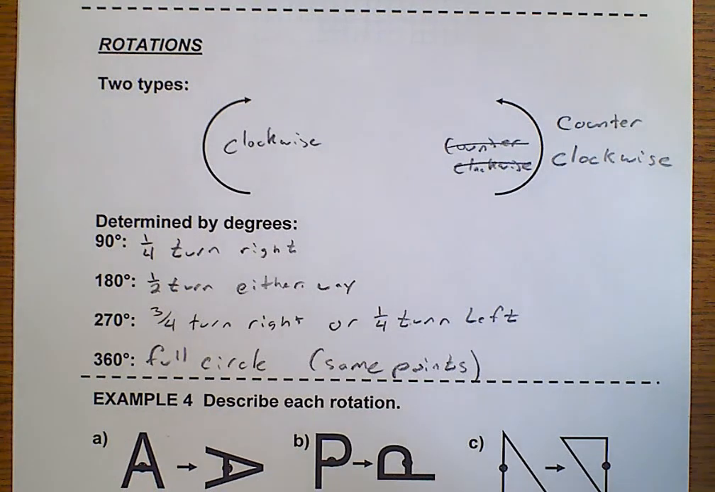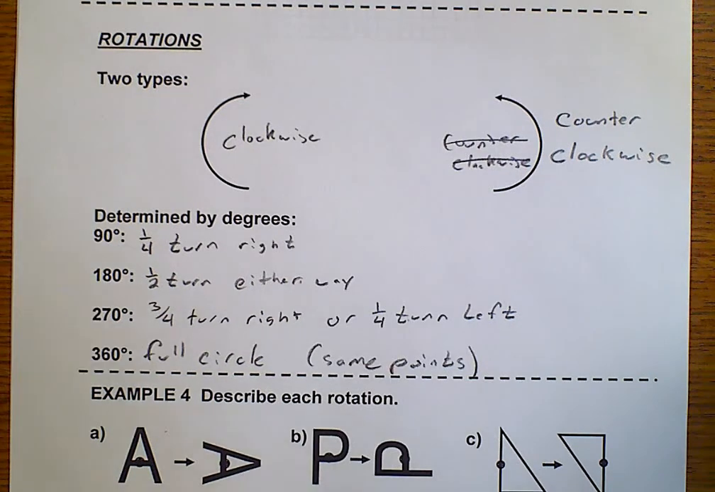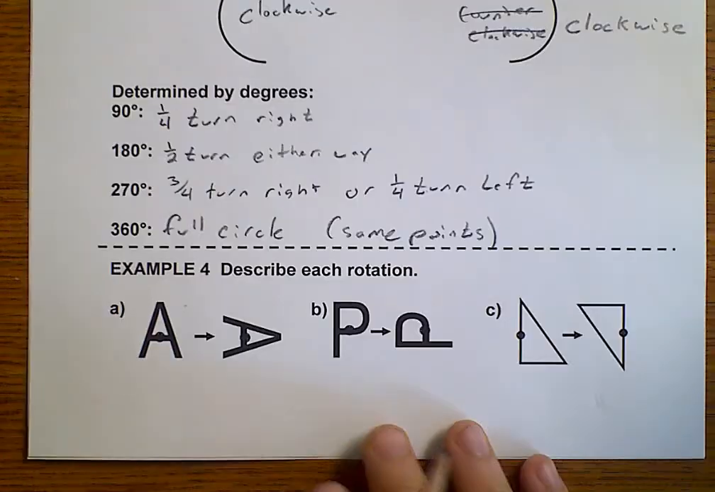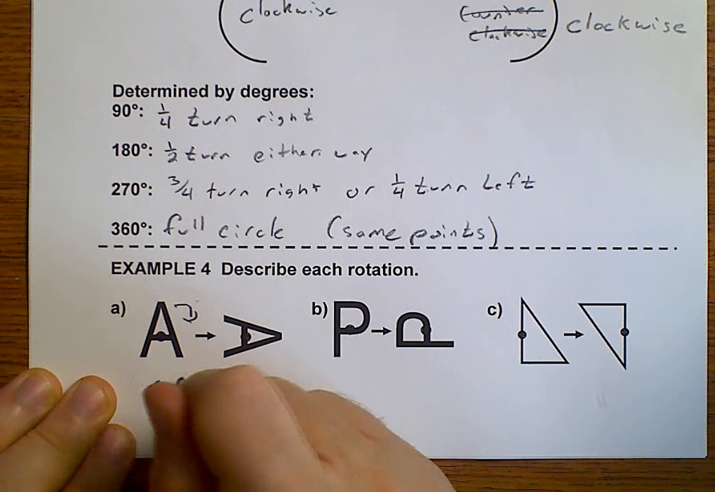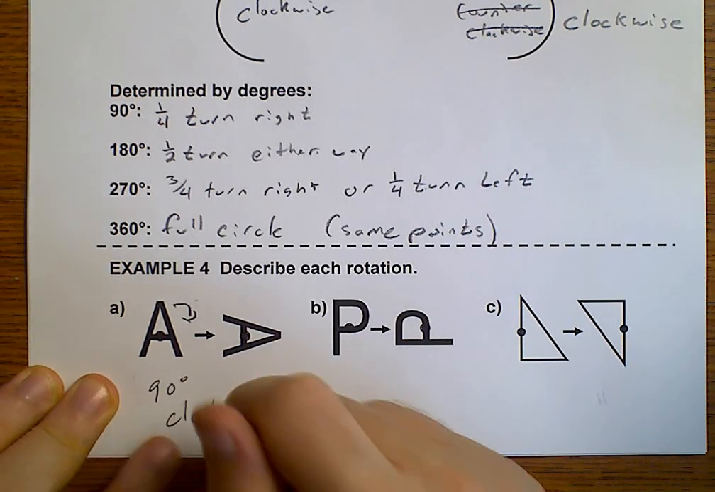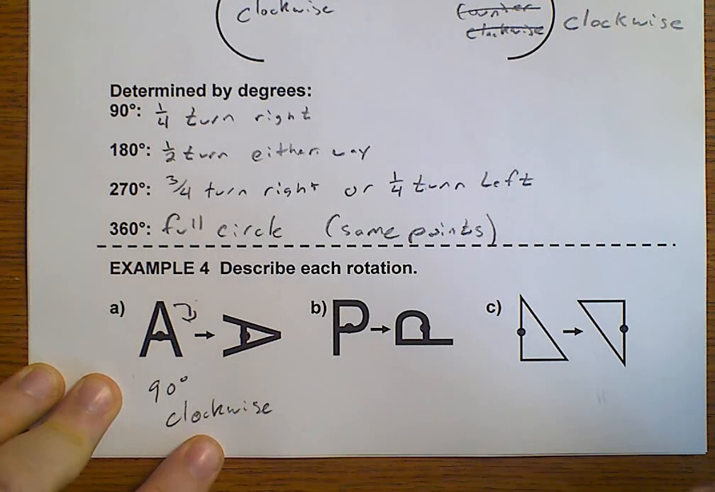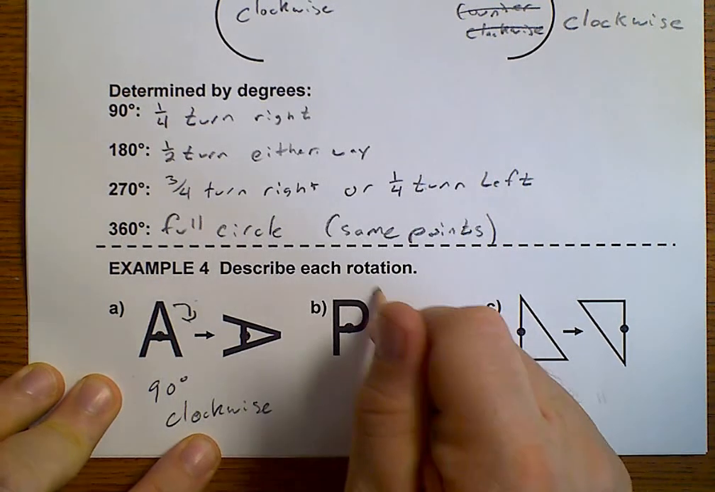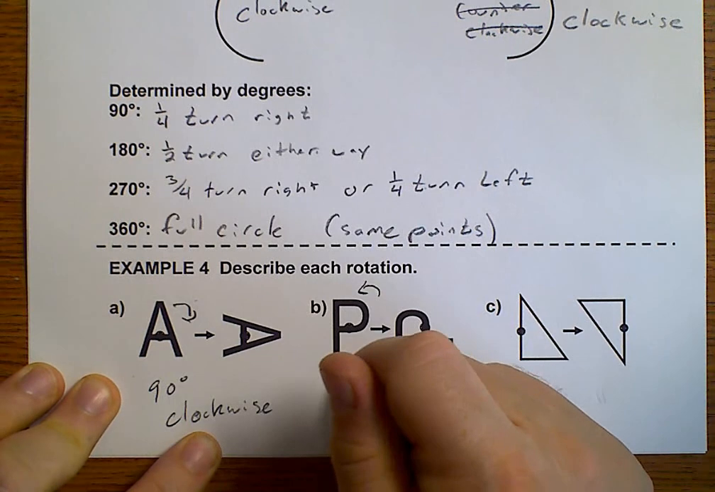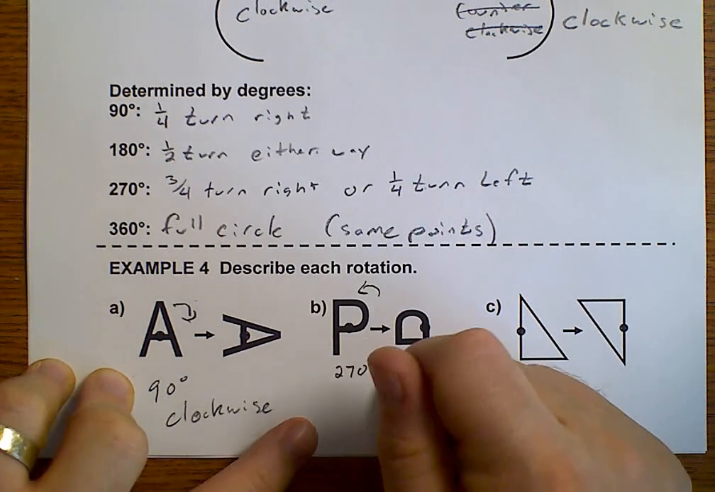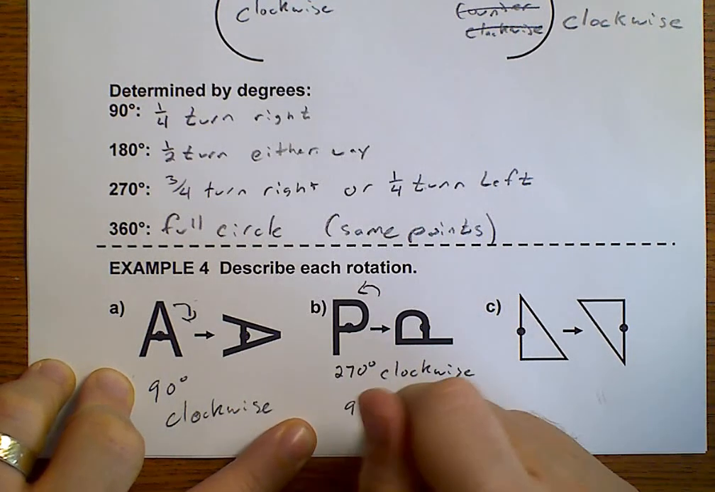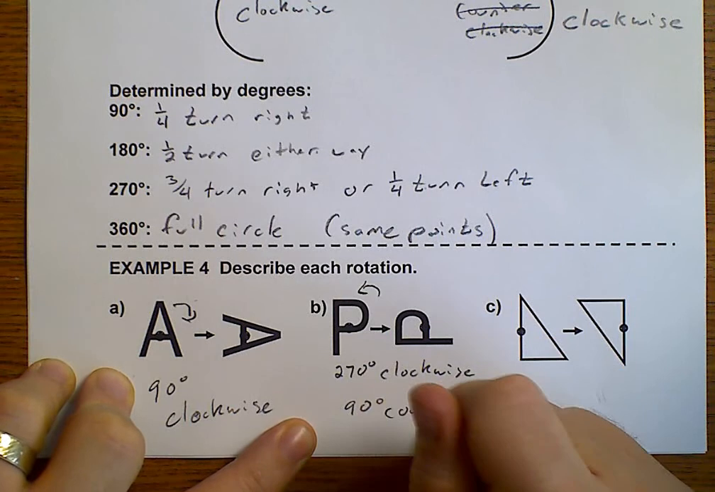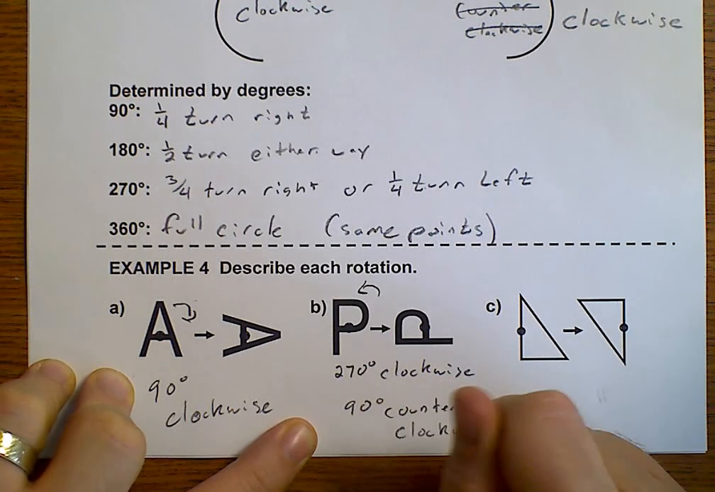Alright, so now we want to figure out what each rotation actually is, whether it's 90, 180, 270, or 360. So if we look at this, we've rotated it that way, so it is 90 degrees clockwise. If you look at this one, it has moved that way, so that is 270 degrees clockwise, or we can say 90 degrees counterclockwise.